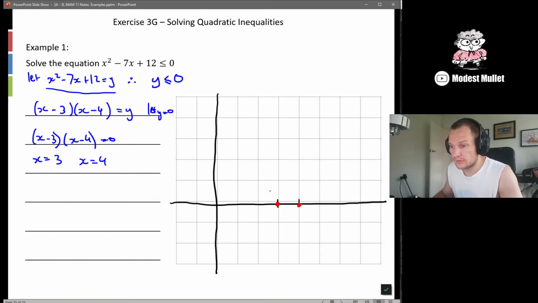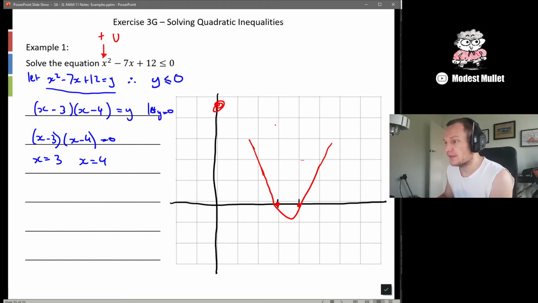Go through. Now it's a positive quadratic because the x squared term is positive. That means it's our regular U shape. So the graph will be something like that. Now, do we need to sketch the turning point? Do we need to find out what the y-intercept is? For this question, we aren't being asked to sketch a graph.